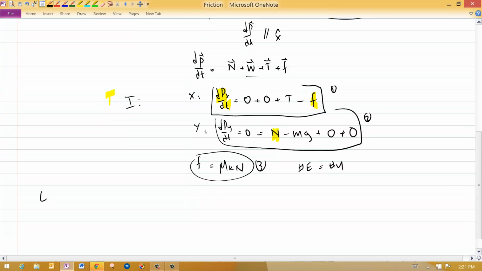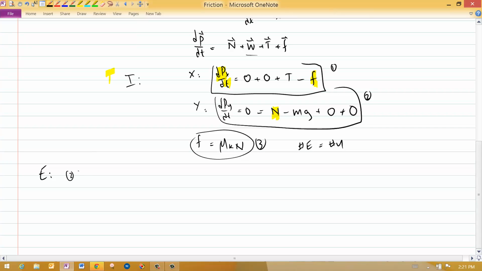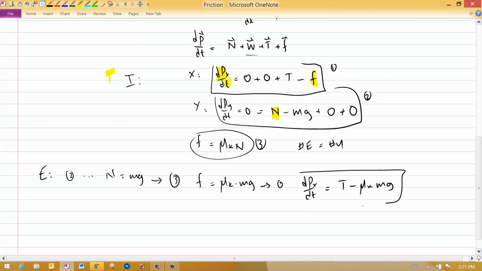So, execution. Equation number 2 tells me directly that the normal force is equal to mg. So the normal force supports the weight, no surprise there. I'll take that and substitute into equation number 3, so it tells me that the friction force is equal to mu_k times mg. And substituting that into equation number 1 tells me that dpx/dt is equal to the tension force minus mu_k times mg. And that is the answer we're getting.